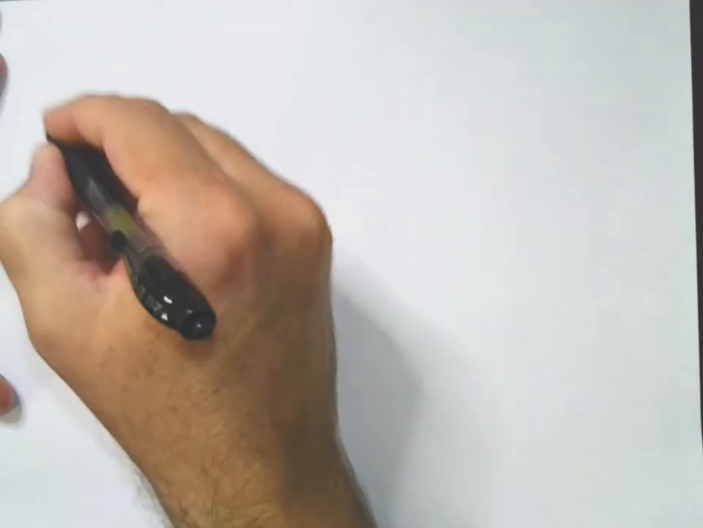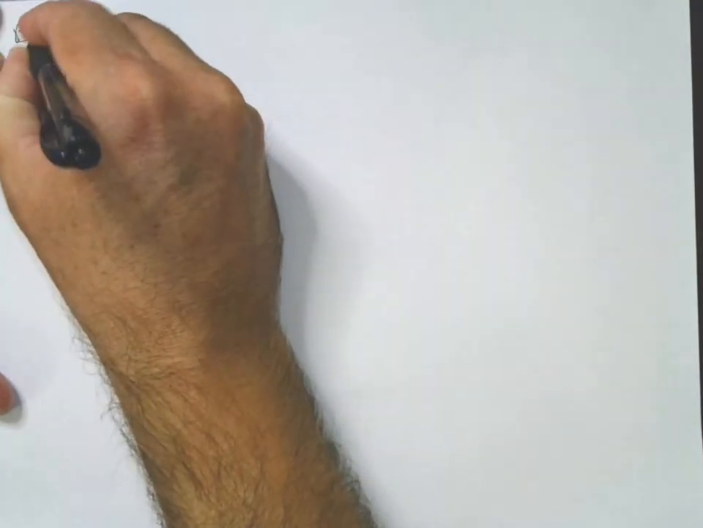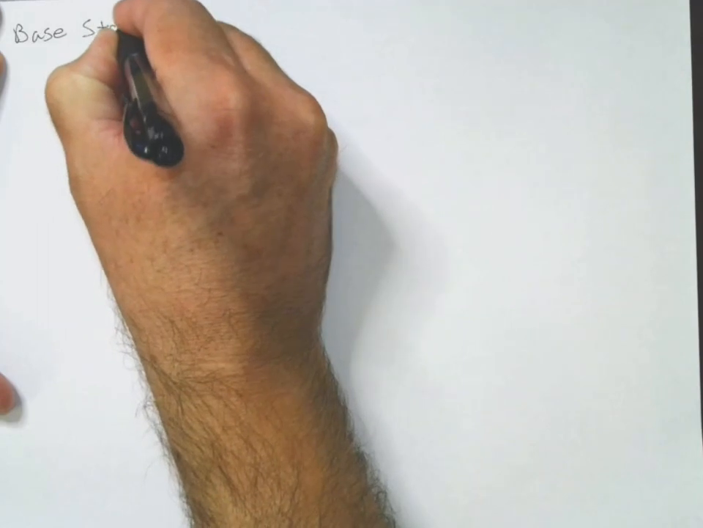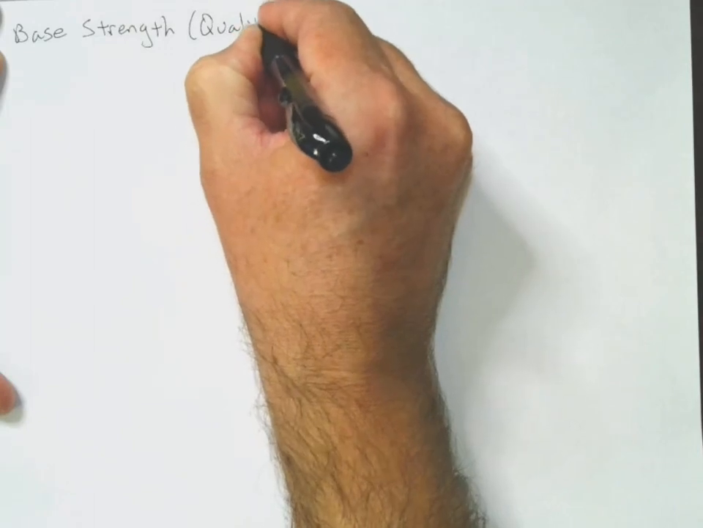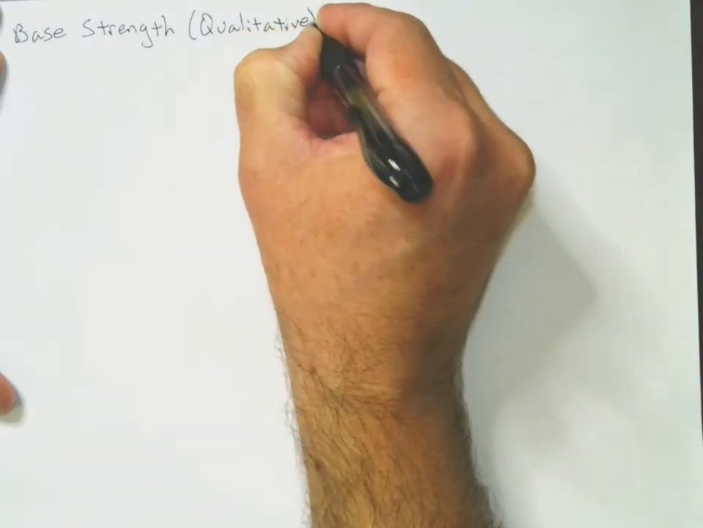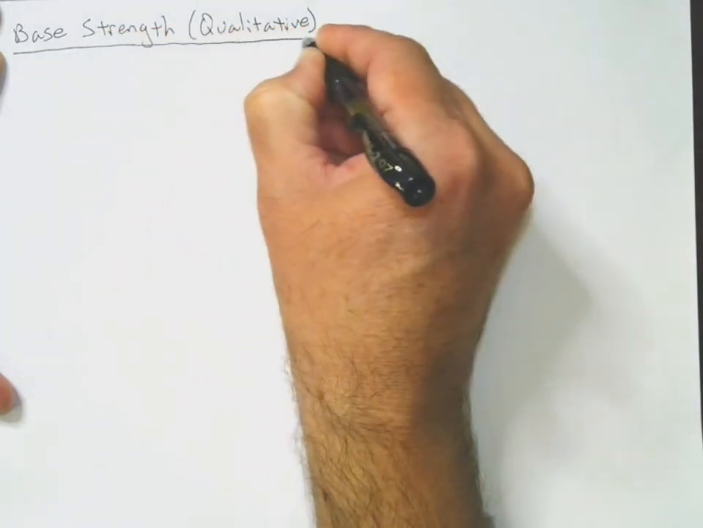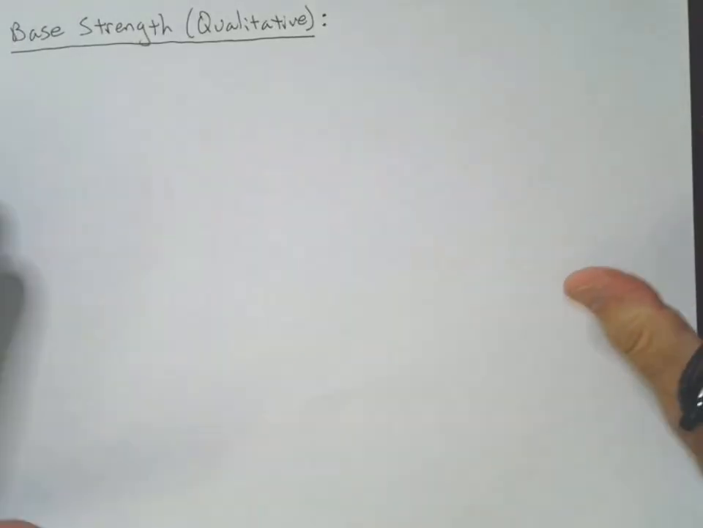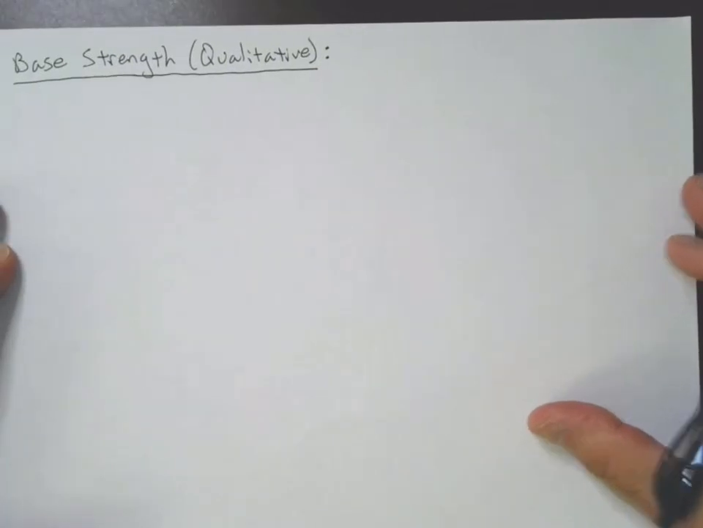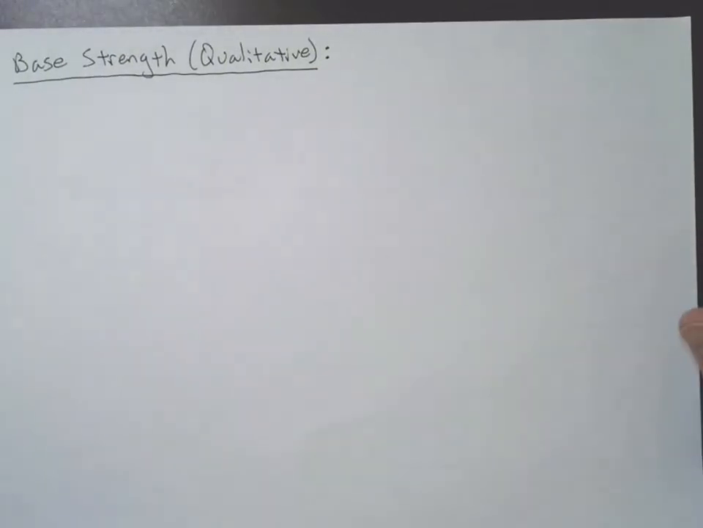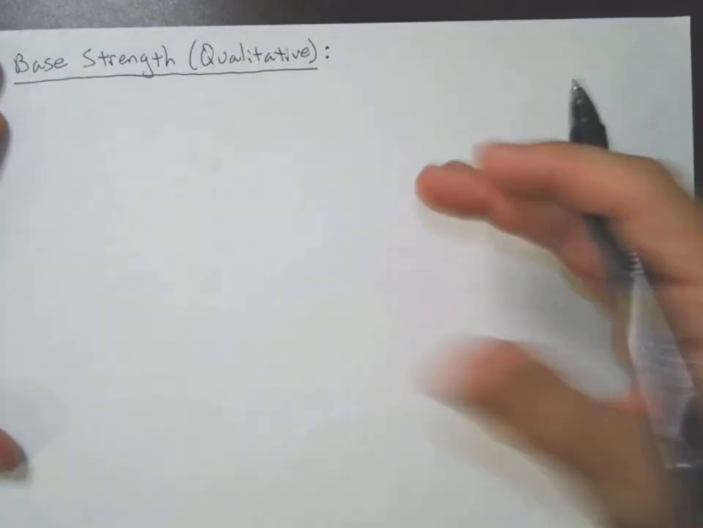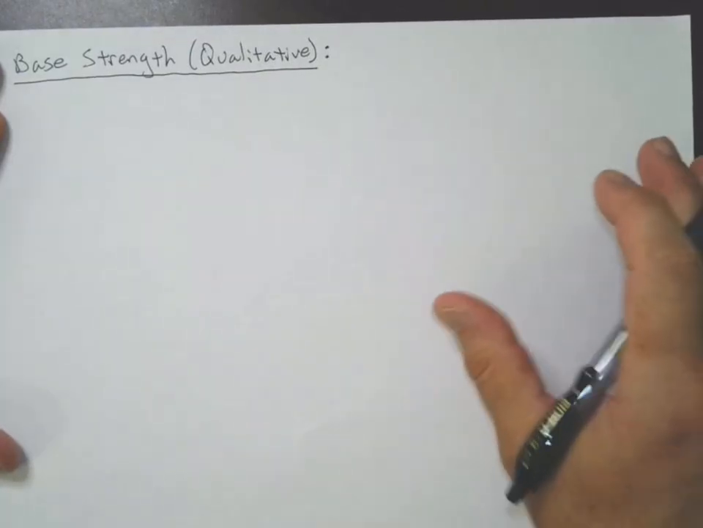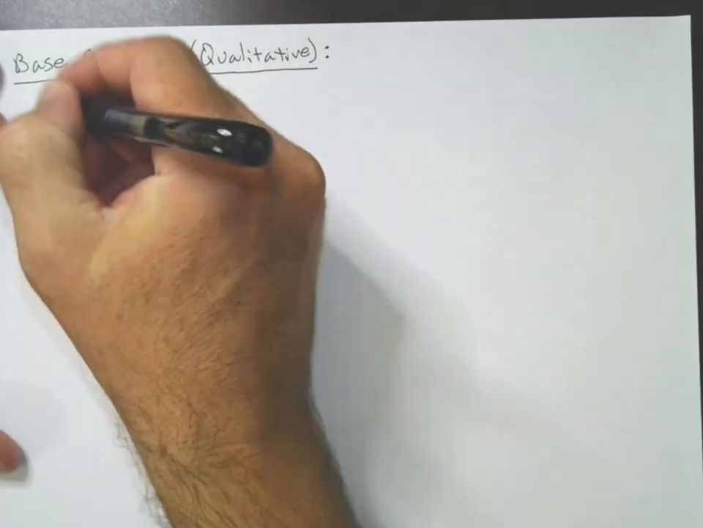In this lecture, I want to talk about base strength. Now, just like we did with determining acid strength, we can look at the structure of the conjugate species and see what does a better job of stabilizing. In this case, it's going to be a positive charge. So let's just take a look at this real quick.